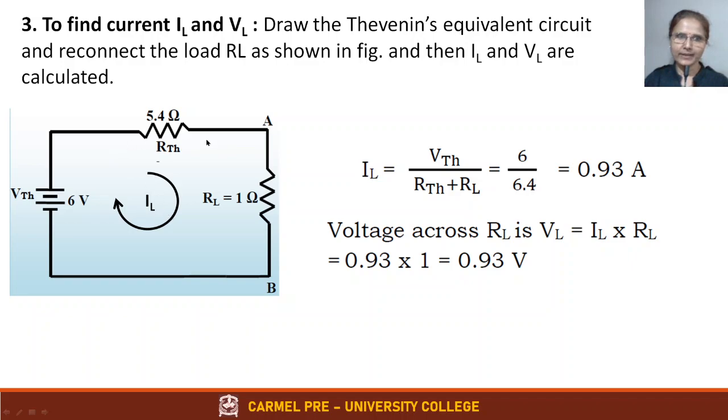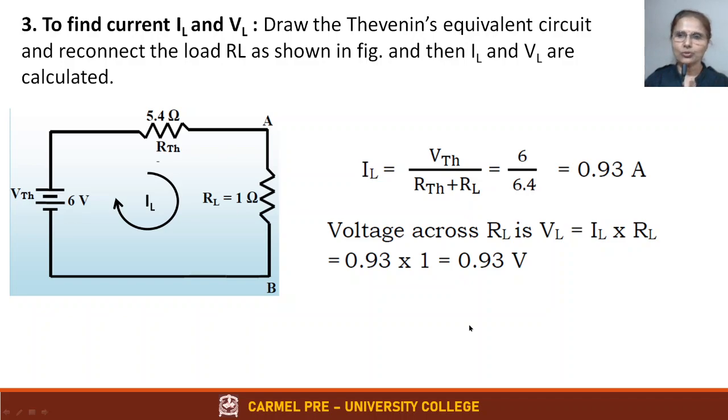Once you find current in the load resistor, which is IL, the drop across this is going to be IL into RL. That is VL. So IL into RL is 0.93 multiplied by 1, which is nothing but 0.93 volts. So you found load current and load voltage. This kind of problem again will be asked for 5 marks.